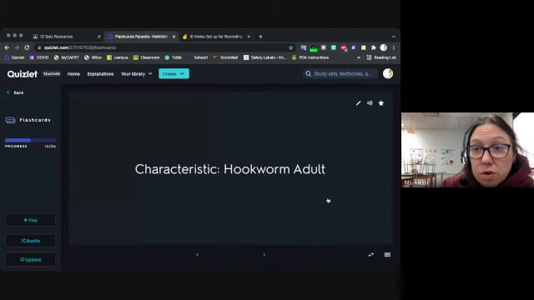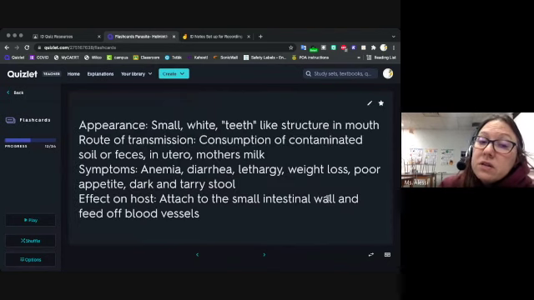Next, we have a hookworm adult. Our hookworm adults have small white teeth-like structures in the mouth. So it is kind of interesting: if you think about hookworm, they're going to hook in with their teeth. The route of transmission, again, is consuming contaminated soil or even feces. If animals defecate on grass, that defecation is still there. So my animal may be grazing, not necessarily eating the fecal matter, but the fecal matter hit the grass, so it can be contaminated.